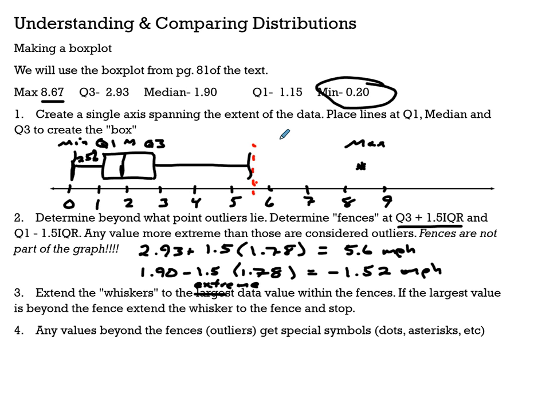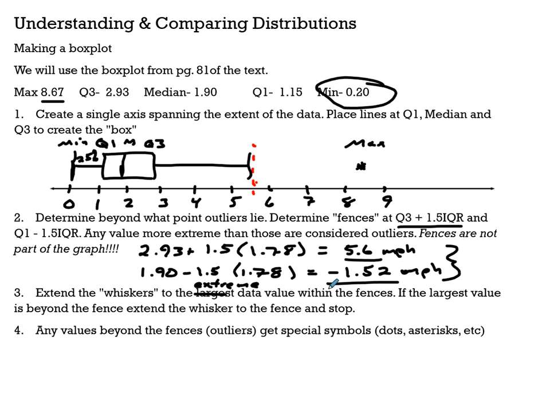So we start with the box, which is Q1, median, and Q3. We then determine what are outliers, and we use those two formulas, Q3 plus 1.5 IQR and Q1 minus 1.5 IQR. You have to show this work. These numbers did not come out of nowhere. Now that we know how to determine what outliers are, we no longer say possible outliers. We say outlier. We're making more definitive statements because we have those cutoffs.